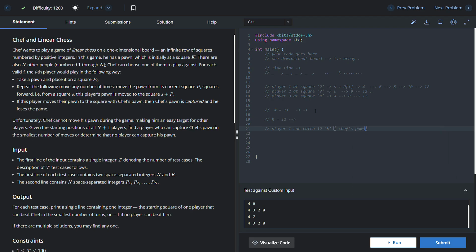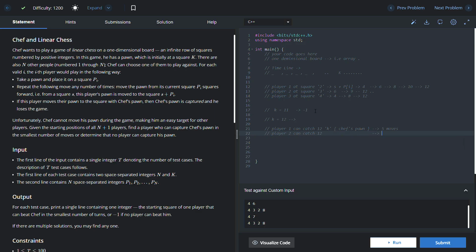Paw, right? Player 1 will catch this K with 5 moves, right? And player 2 can catch 12 in how many moves?